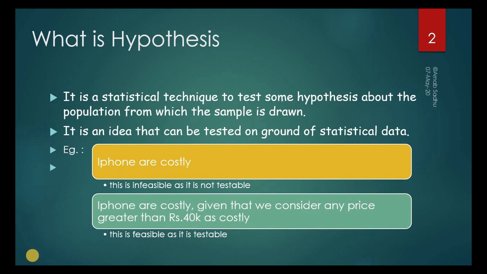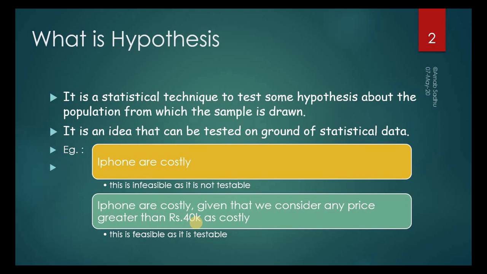Like the first statement which I have given, that iPhone are costly, this is infeasible to test because I do not have any background data for that. Where I have background data for in the next statement, where I said that iPhone are costly given that we consider any price greater than 40k as costly. So you pick up 10 different iPhone models from the market and you test whether this statement is right or wrong, and then you have to test your hypothesis.